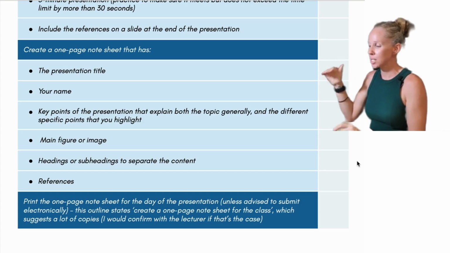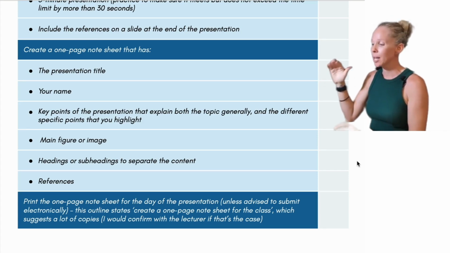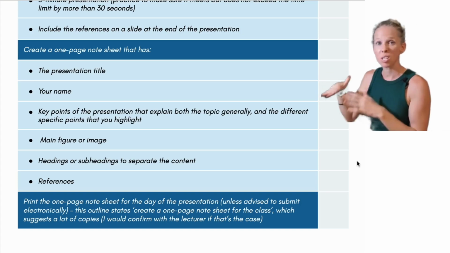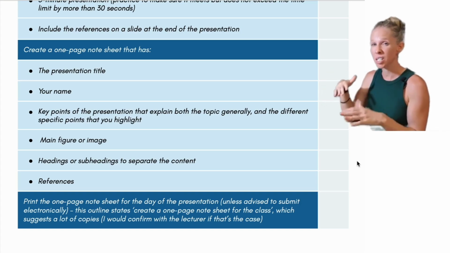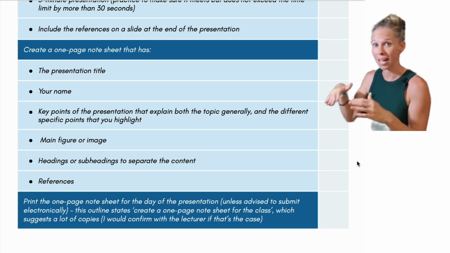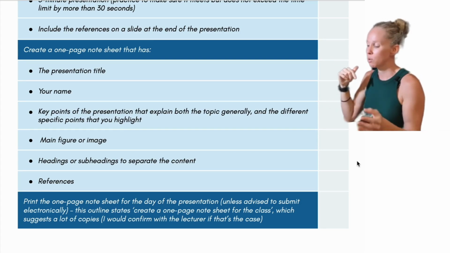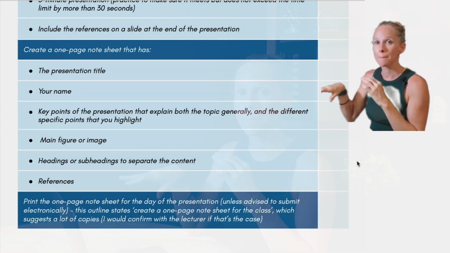So I would have the presentation title, my name, key points, my main image, any headings or subheadings maybe to separate out the content, or maybe my two arguments or case studies, and then my references. Then I've made a note there that I would print the one-page note sheet, but that will depend on your assessment outline. You might just need to submit it electronically. The fact the assessment outline says that I need to create it for the class suggests that I might have to print a few copies. But again, double check with the lecturer.